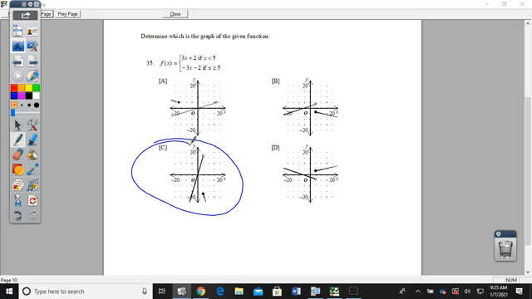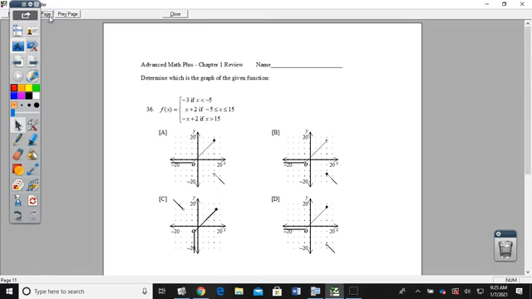All right, that is it. Let me go grab your practice test. 36. Oh, there's more? Oh, there sure is. 37. Not bad. I thought we were done. Piecewise. Oh, more. Huh. More of those.